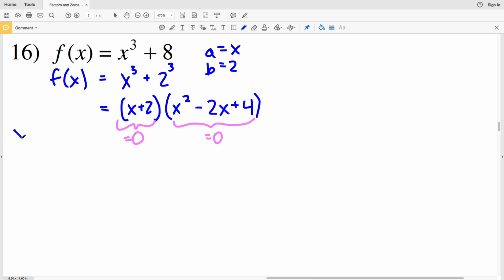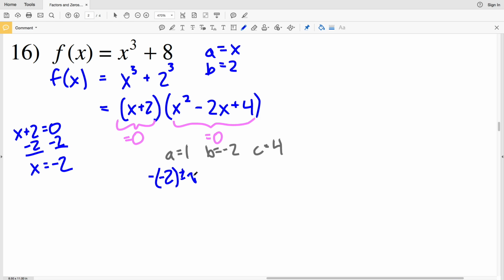However, for x plus 2, I'll just have x plus 2 equal to 0, subtract 2 from both sides to get x equal to negative 2. So one of my zeros I know is negative 2. Now let's look at that quadratic. My values a, b, and c are positive 1, negative 2, and positive 4. So for the opposite of b, I'll have the opposite of negative 2 plus or minus the square root of b squared, so negative 2 squared, minus 4 times a, 4 times 1, times c, which is times 4, all over 2 times a, 2 times 1.